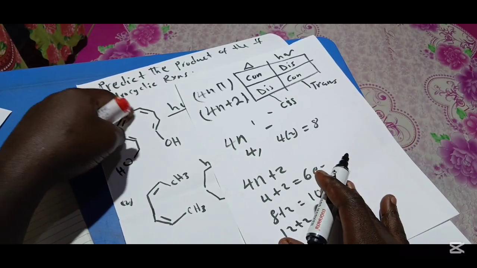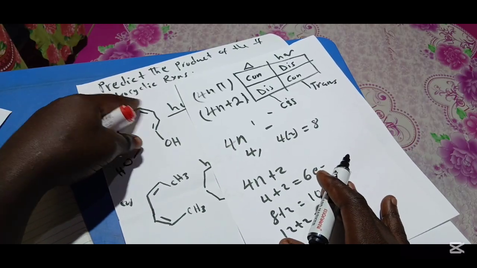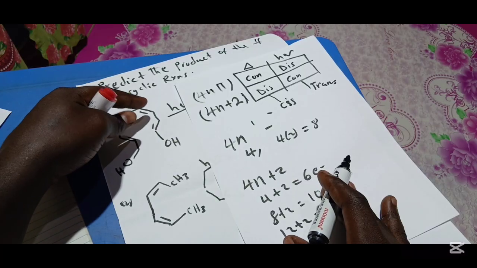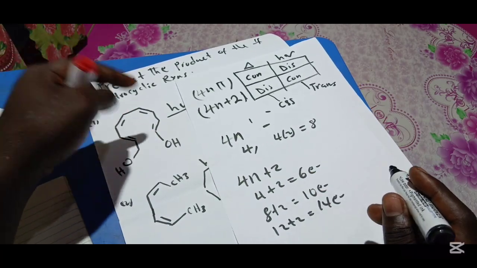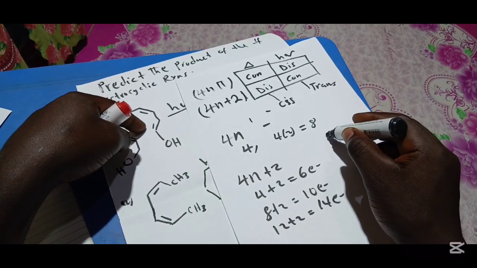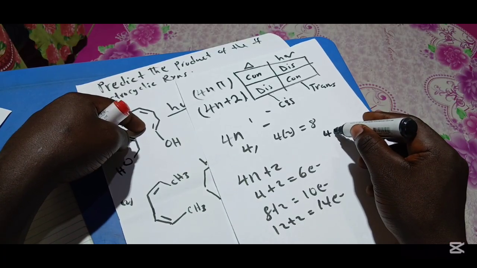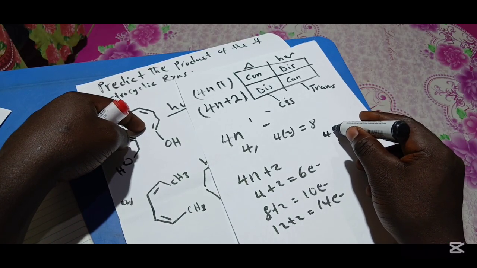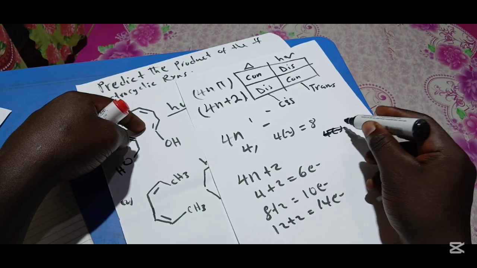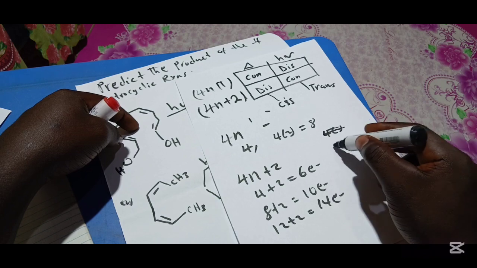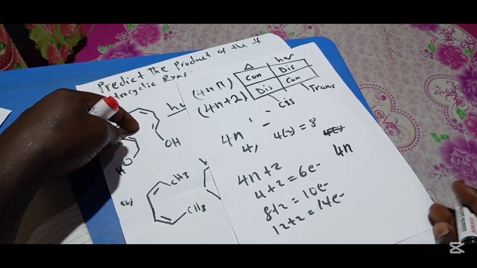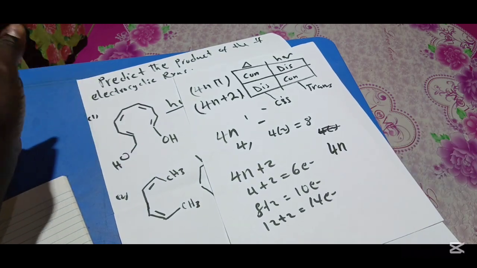In this molecule, how many pi delocalized electrons do we have? So we have 2, 4, 6, 8, right? You will see that it is 8. When you have 8, you will see that it's a multiple of 4. 4 times 2 is going to give you 8, right? Since 8 is a multiple of 4, that means we have the 4n delocalized system.